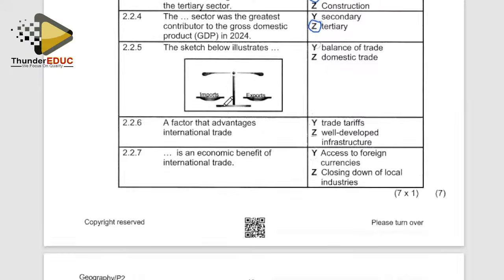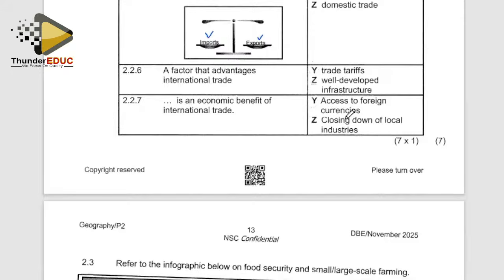Then the sketch below illustrates exports and imports, and they appear to be in balance. If exports are equal to the value of imports, it means there is a balance of trade. Right, the next question is a factor that advantages international trade. What factor advantages international trade? It's well-developed infrastructure. If we have well-developed infrastructure, it means we are able to import and export effectively. Tariffs are taxes imposed on imports, which means they are a hindering factor to international trade. So it's not a correct response.